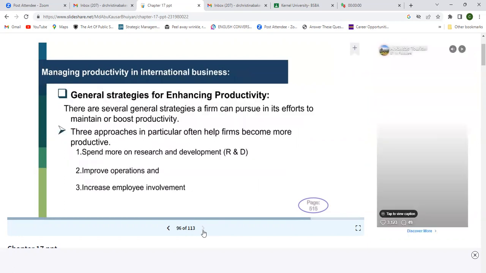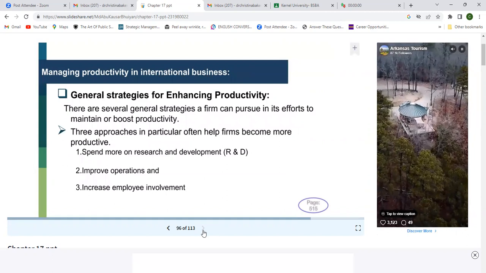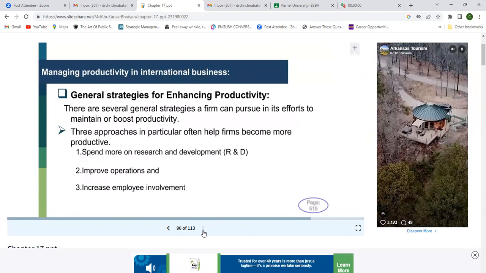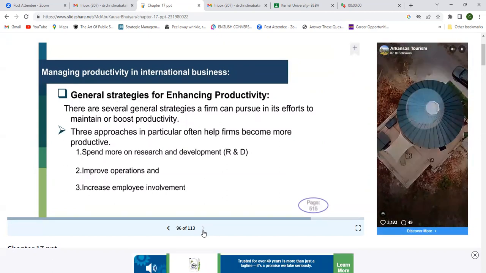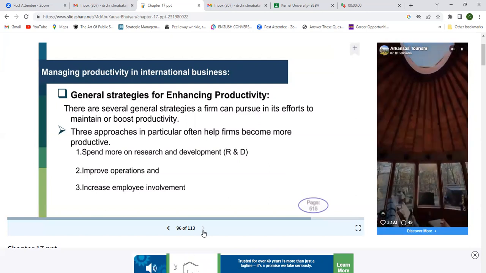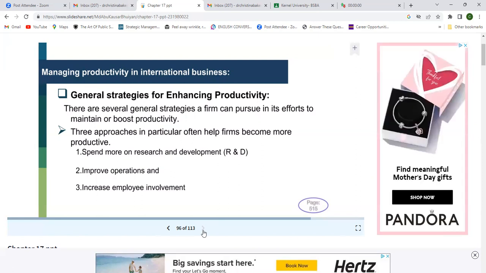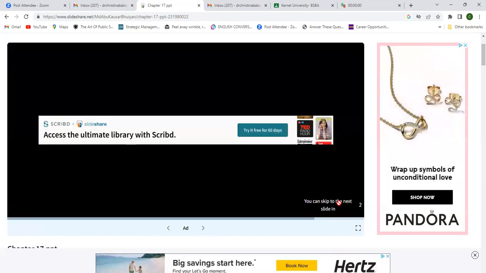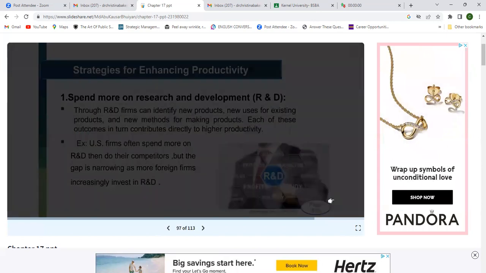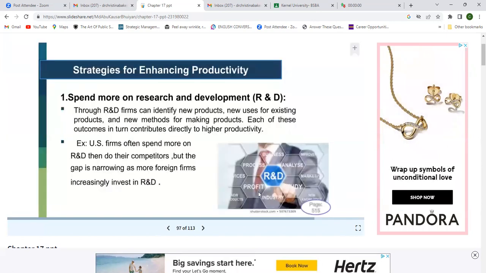General strategies for enhancing productivity. There are several general strategies a firm can pursue in its efforts to maintain or boost productivity. These approaches help firms become more productive: spend more on research and development, R&D, improve operations, and increase employee involvement. Spend more on R&D. R&D can identify new products, new uses for existing products, and new methods of making products.